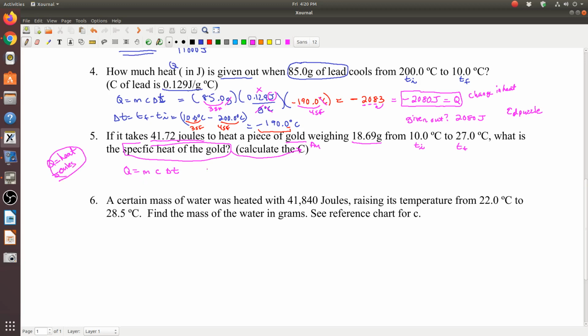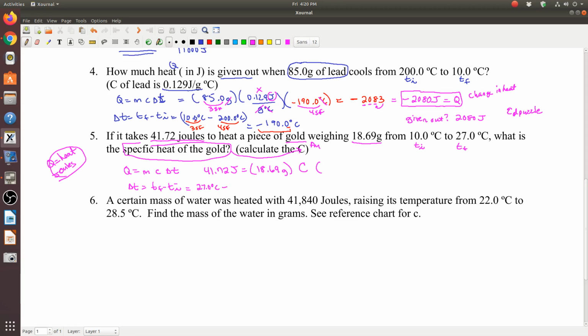So this is going to be 41.72 joules equals the mass of gold, 18.69 grams, times C. The C is what I'm calculating. That's the specific heat. The delta T is what goes there, so I'm going to calculate the delta T. So T final minus T initial. Okay, so I put those in.